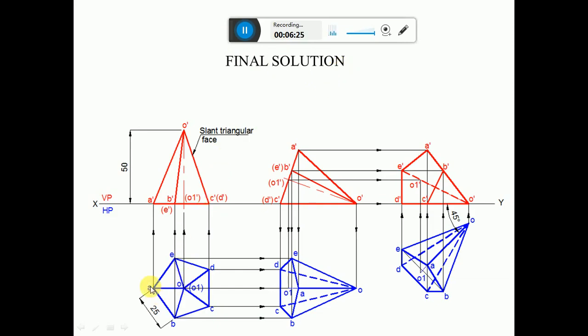A pentagonal pyramid of 25 mm side and an axis length of 50 mm rests on one of its slant triangular faces on HP. Draw its projections when the axis appears to be inclined to VP at 45 degrees. Since we have satisfied all the conditions, our problem is right.